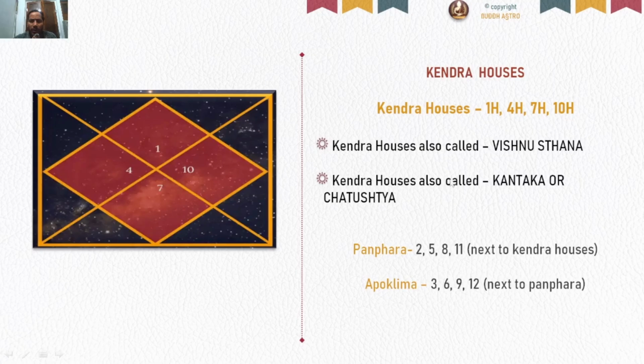These are the important points you have to remember. Don't worry about Panfar or Apoclim. Just remember that Kendra houses are 1, 4, 7, 10. This is the first, this is the fourth, this is the 7th, this is the 10th. And these are known as Vishnu Sthana as well as Kantak or Chatushka.